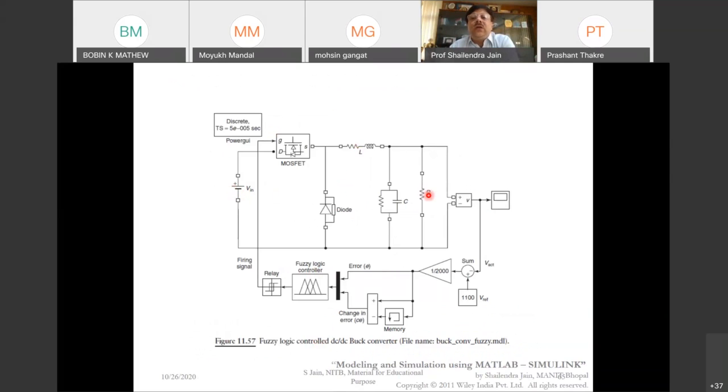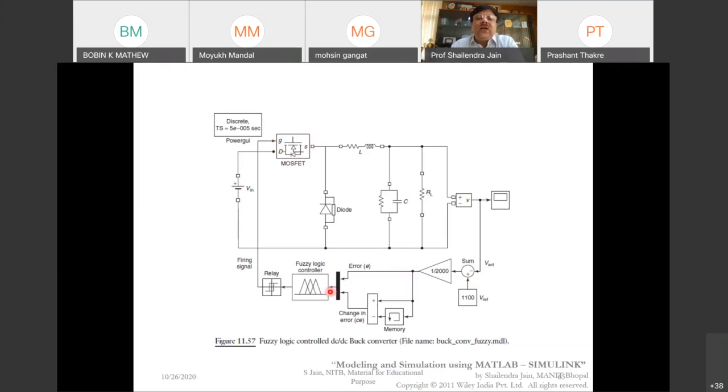Input source, load resistance, and output voltage we are measuring. This is compared with the reference value. So let's see, my input voltage is 1500 volt, whereas I wanted to maintain 1100 volt at the output. And accordingly, I have to control the duty cycle of this converter.